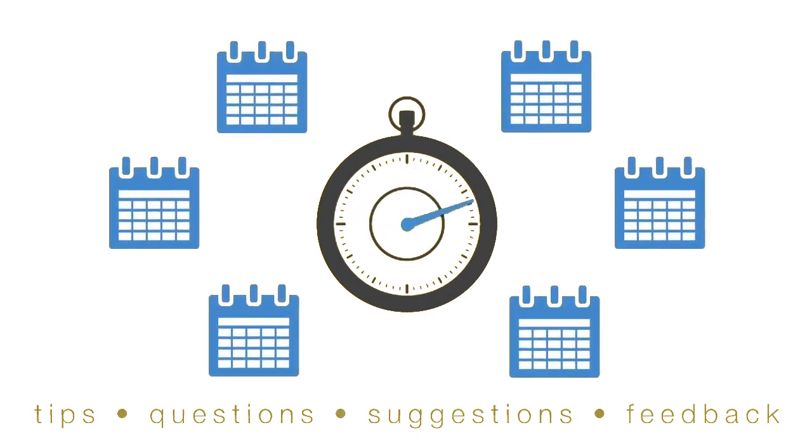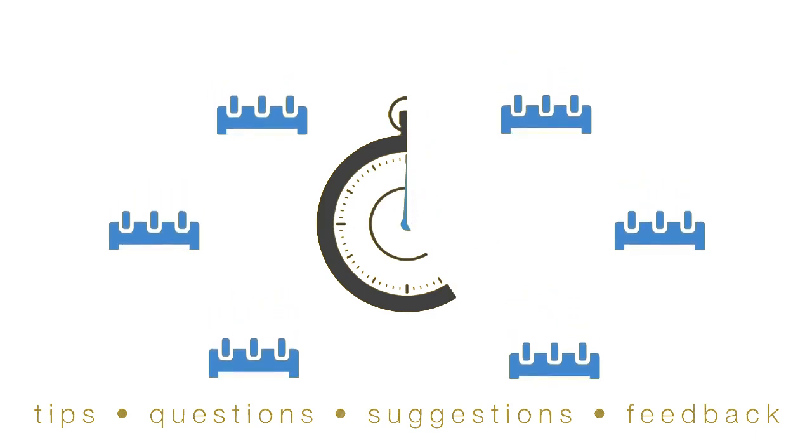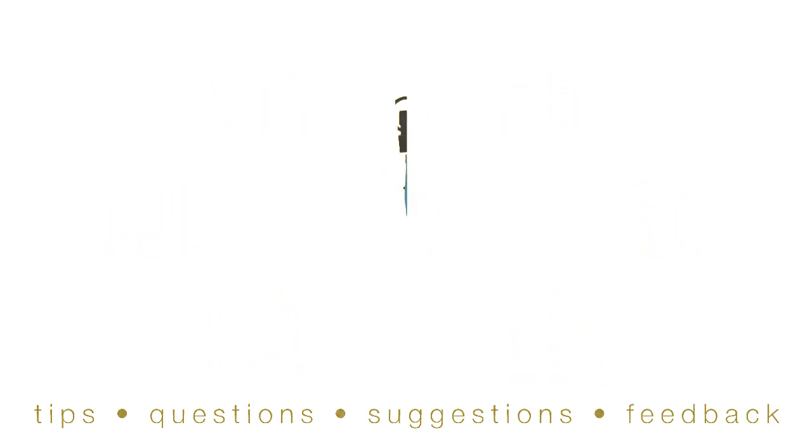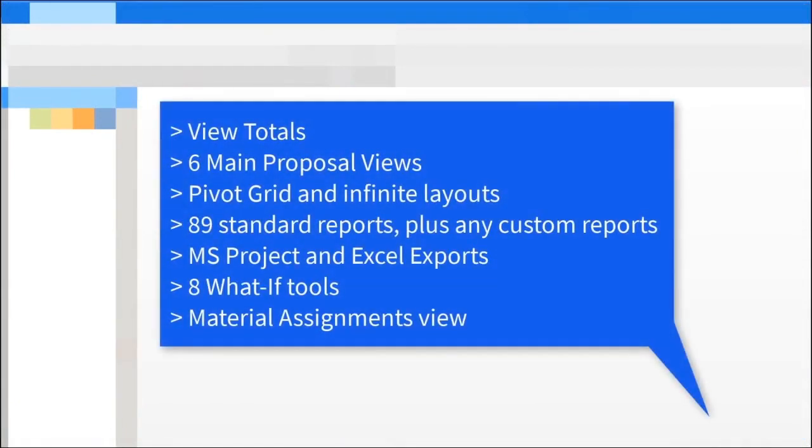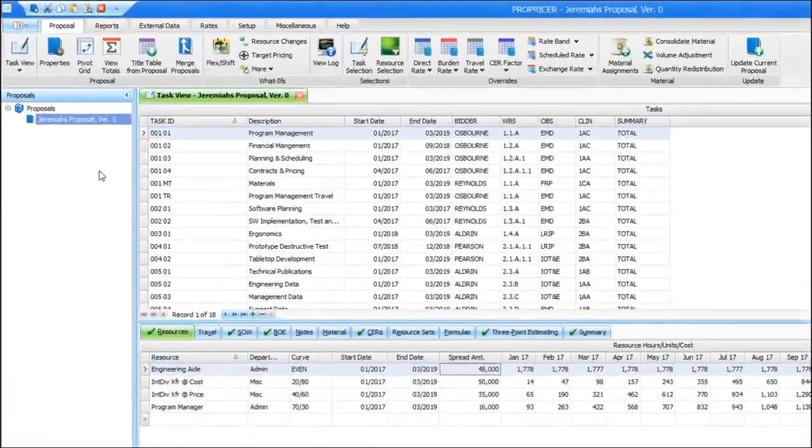Well, how much time do you have? Because there are a ton of ways to see the estimates and cost calculations in your proposal. I'll cover the most popular ones now. The big list includes view totals, the 6 proposal views, pivot grids and infinite layouts, 89 in-the-box reports plus any custom reports, MS Project and Excel exports, the 8 what-if tools, and the material assignments view for working with the bill of materials.